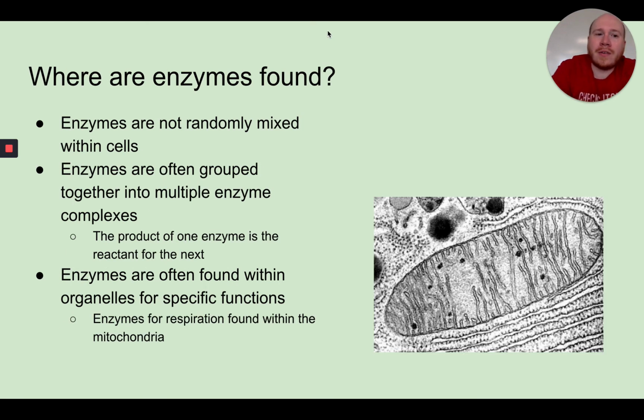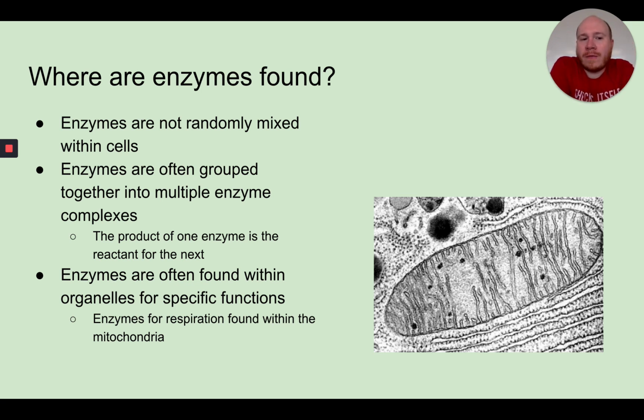So where are enzymes found? Enzymes are not just randomly mixed throughout the cell. They have specific places they need to be. Enzymes are usually grouped together in multiple enzyme complexes. So the product of one enzyme is the reactant for the next. And so they're usually in a membrane, and they're just stacked, slowly but surely going down.